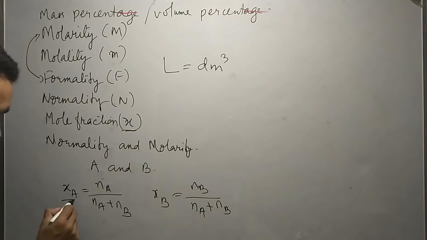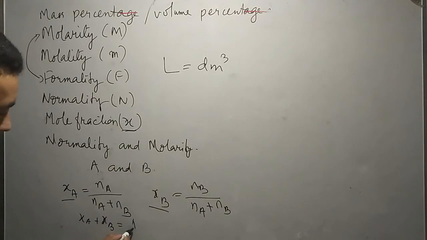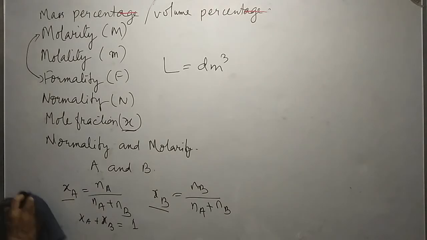Remember that the sum of the mole fractions of all the components, that is XA plus XB, will always be 1. It will never exceed 1. Maximum will be 1.